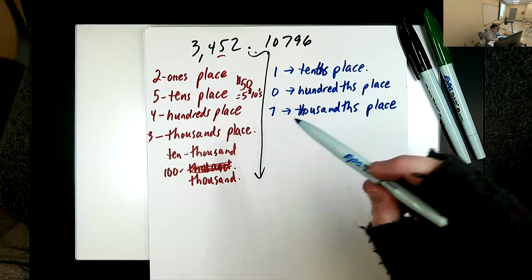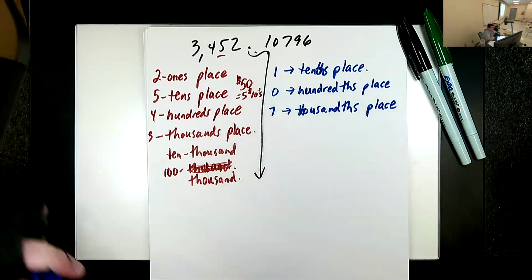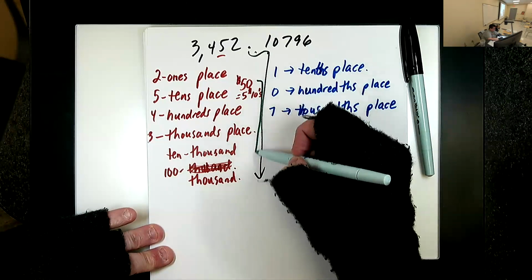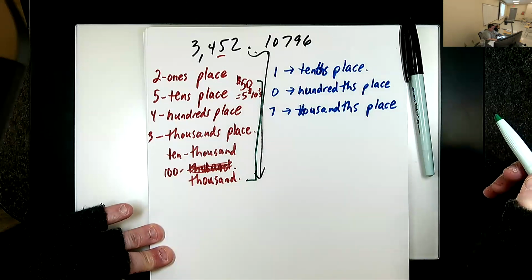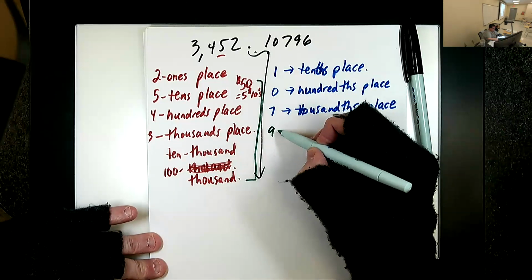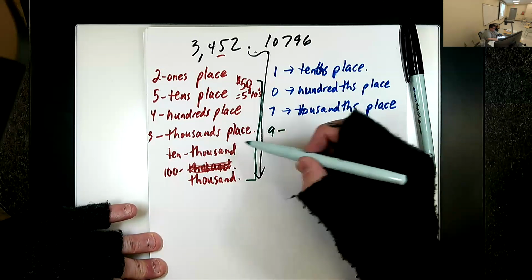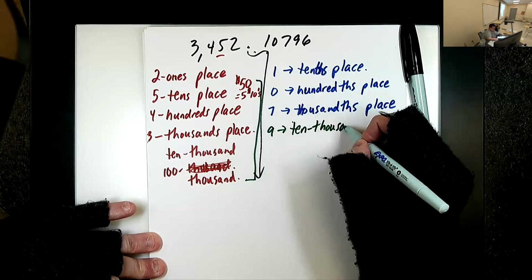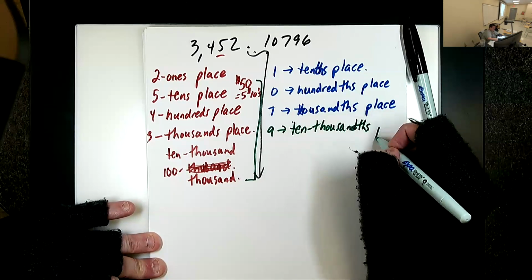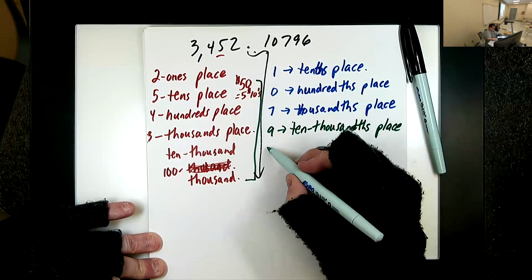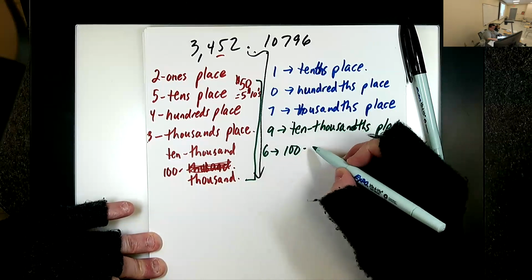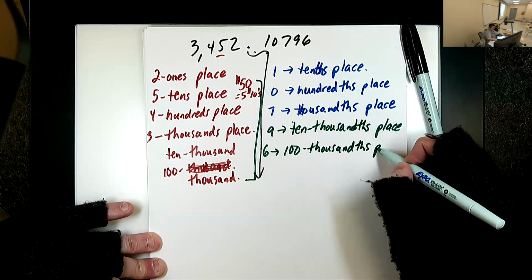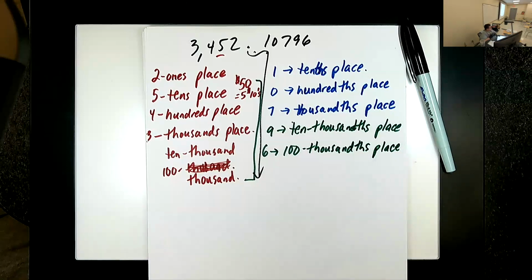You'll see that they follow the same naming scheme as everything after the 1 going the other direction. So the 9 is in the, what's after thousands? 10,000s. This is in the 10,000ths place. And the 6 is in the 100,000ths place. And I'm only writing 100,000ths like this because if I write the word 100, it's going to take up too much space.